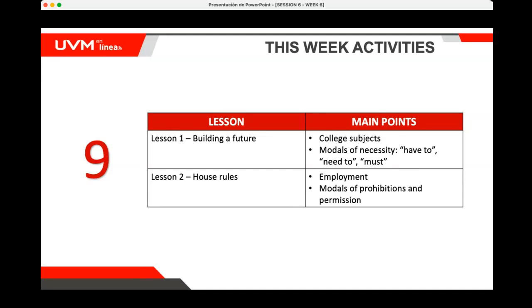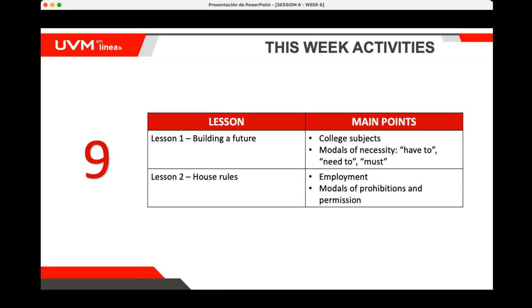In the first lesson, you learned vocabulary about college subjects, which I think is kind of easy because it is probable that by now you already know a lot of this vocabulary. Okay, yes, you have a lot of this vocabulary in your mind, so I don't think you have problems with this.